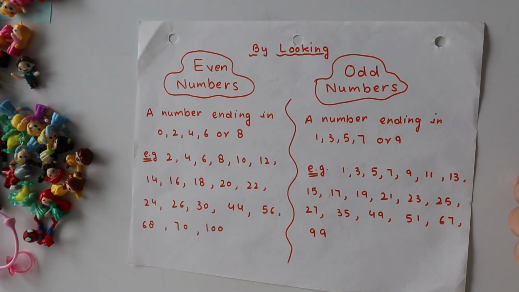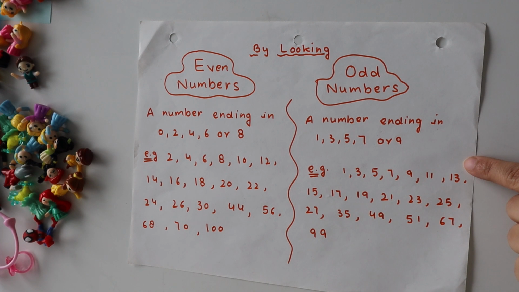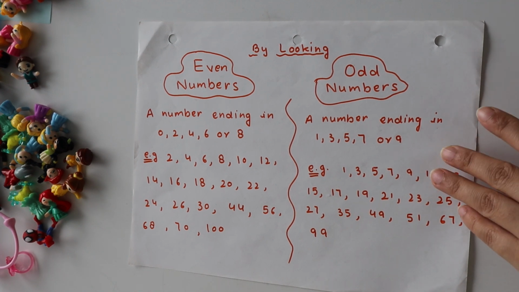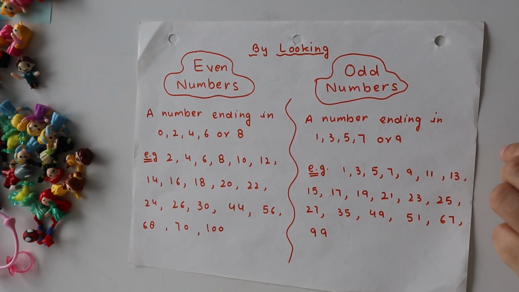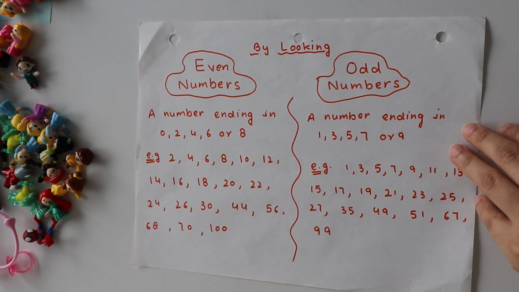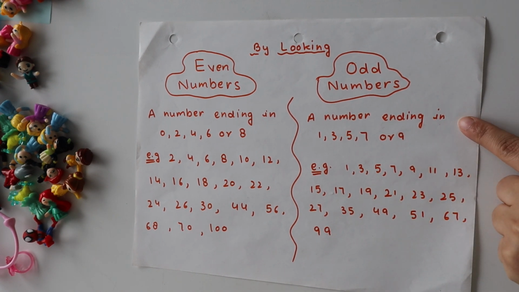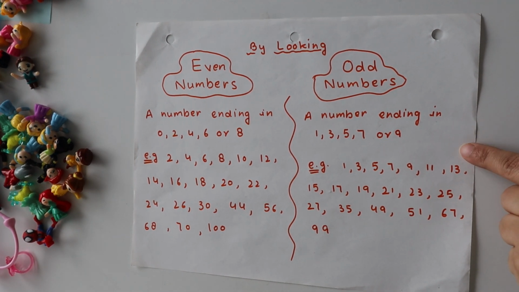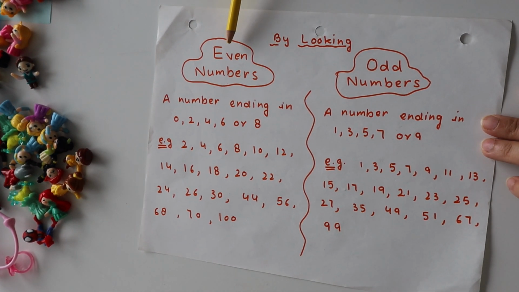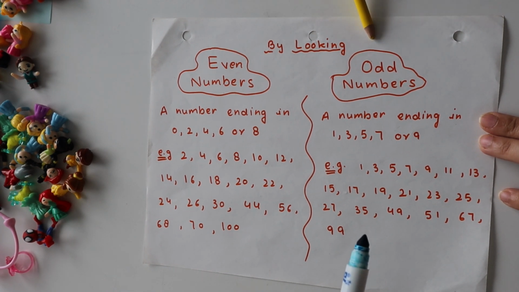Okay, so now I'm going to share the second method, that is by looking. But here I will suggest, whenever you are introducing even odd numbers the first time, always start with the by doing method and practice that for a few days, then you can move on to the by looking method. But for the sake of the video, I'm going to share this method today only. So these are even numbers and odd numbers.